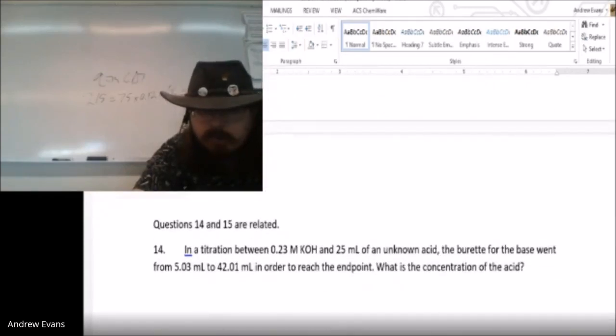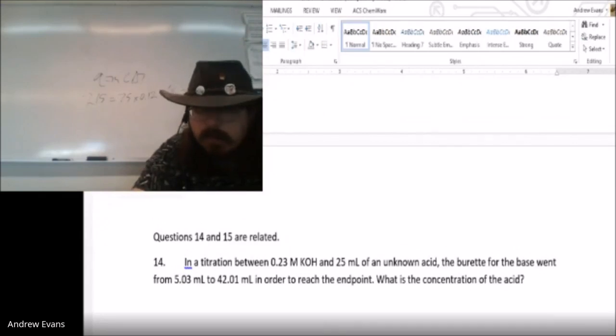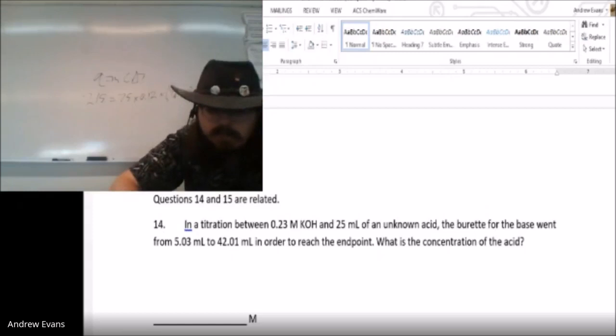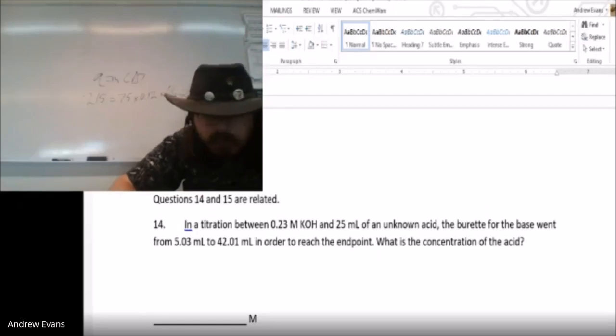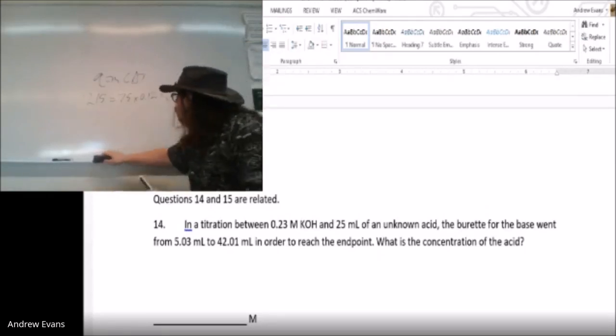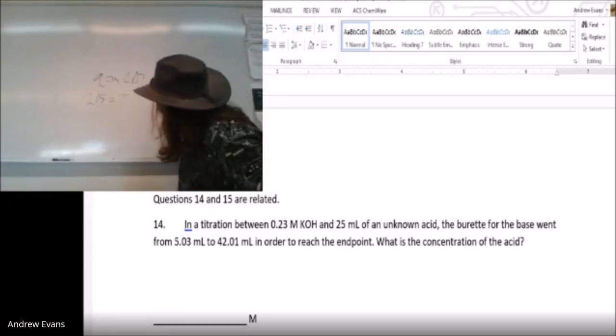14 and 15 are related. In a titration between 0.23 molar KOH and 25 mL of acid, the burette base went from 5.03 mL to 42.01 mL to reach the endpoint. What is the concentration of acid? We have to figure out what volume of base I added. 42.01 is my stopping point, and 5.03 is my starting point. So I've added 36.98 mL of base, and I have a concentration of base.